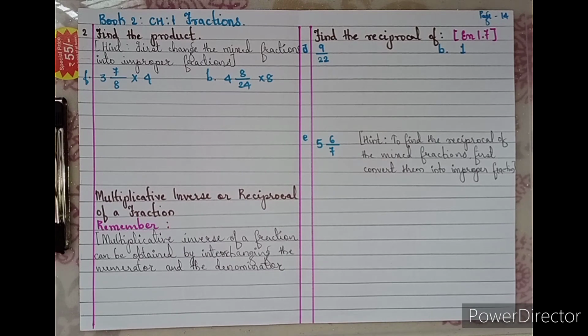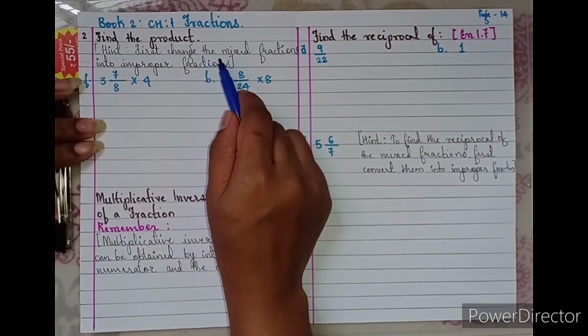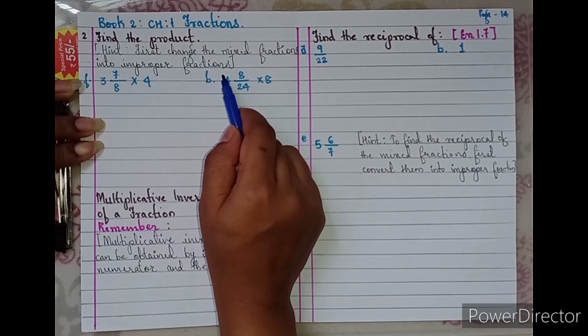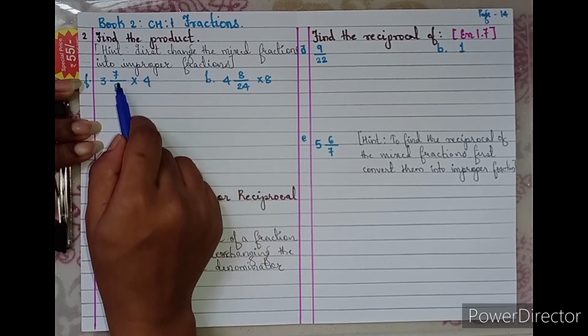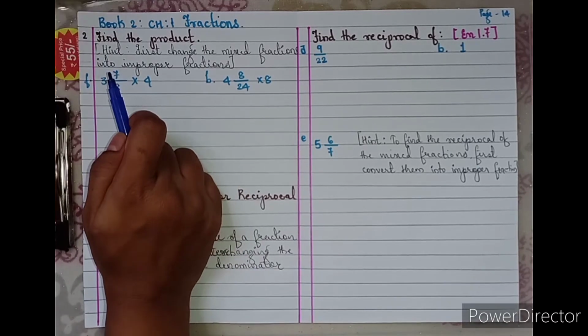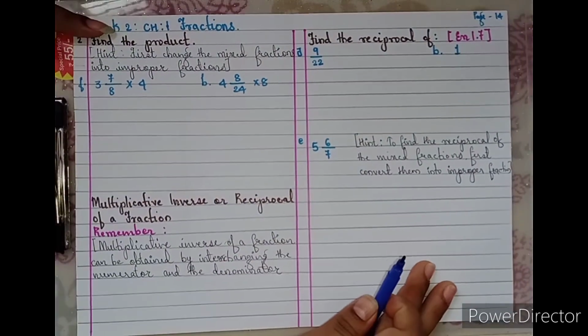Find the product. So a hint is given here. First, change the mixed fractions into improper fractions. So to find the product of this, first we have to convert this mixed fraction into an improper fraction. So let's do that.